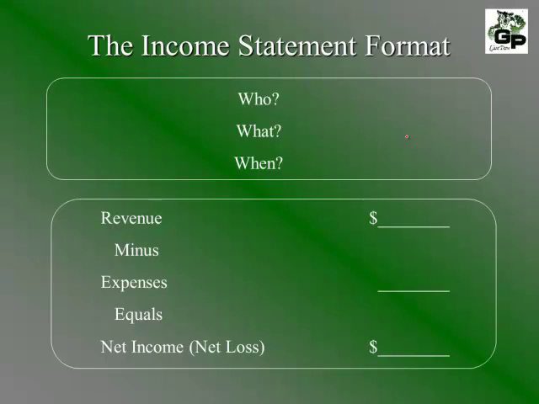So, what is the structure of the income statement? First of all, we have the heading. Just like the balance sheet, we ask who, what, and when. Then we have a section for revenue, then we have another section for expenses, and that results in a net income or net loss.